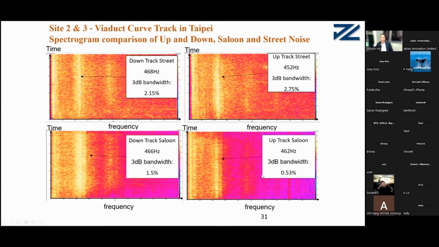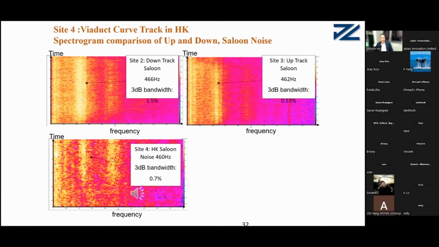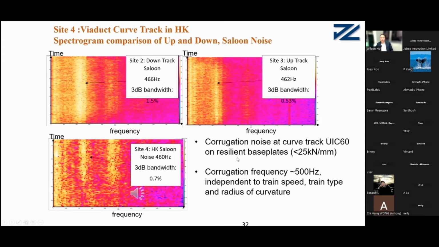Then site 2 and site 3 are in Taipei, in Taiwan. They also have frequencies of 468 and 452. So this very loud noise is due to this corrugation. Then site 4 is in Hong Kong. They also have the 460 hertz noise. So all these sites have a corrugation noise at curved track with UIC 60 rail on resilient base plate less than 25 kilonewton per millimeter. The corrugation frequency is around 500 hertz because there is a high mobility of the rail at 500 hertz. It is independent of the train speed, independent of the train type, independent of the radius of curvature of the rail.